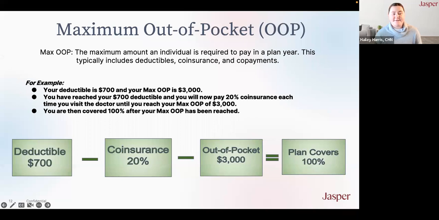Finally, we have maximum out-of-pocket. This is the amount an individual is required to pay within a plan year. This typically includes costs such as your deductible, co-insurance, and co-payments, everything that you have to pay as an individual. To break this down, let's say your deductible is $700 and your max out-of-pocket is $3,000. You have reached your $700 deductible and you now pay 20% in co-insurance each time you visit the doctor, until you have paid a total of $3,000. Once you have paid that total of $3,000, your insurance plan will then cover all of the healthcare related expenses at 100%.